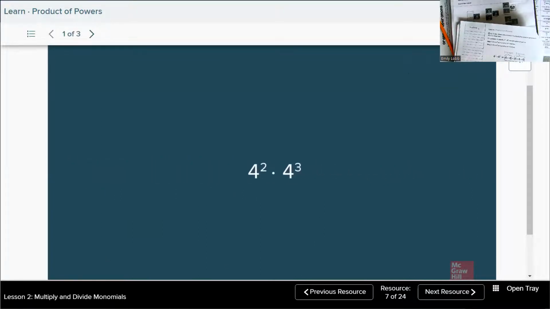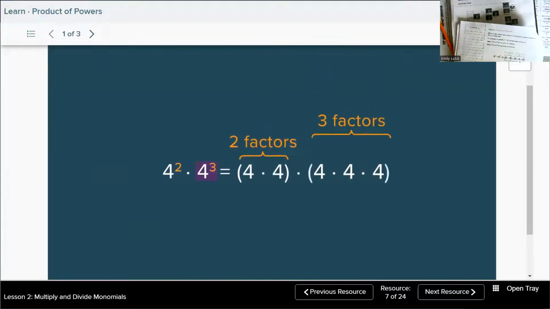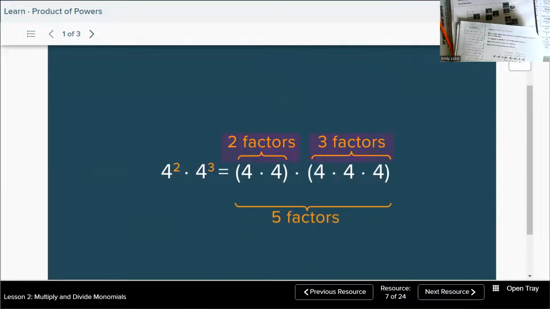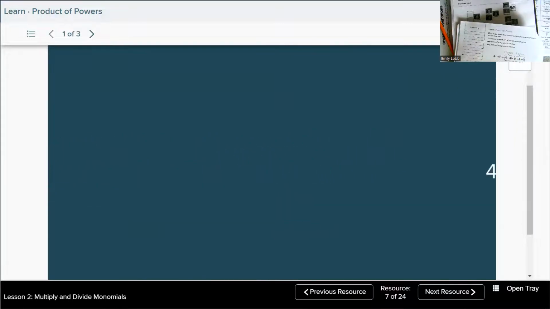You can simplify the product of powers with the same base. Write 4 squared as a product of factors. Write 4 cubed as a product of factors. There are 5 common factors altogether, so the product is 4 to the 5th power. Notice that the sum of the exponents of the original powers is the exponent in the final product. You can multiply powers with the same base by adding the exponents. The product is x to the 7th power.